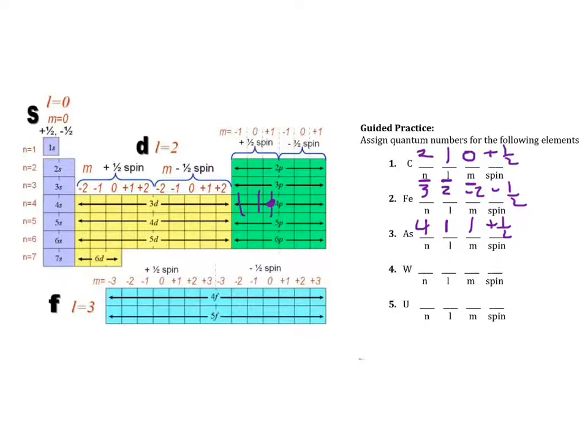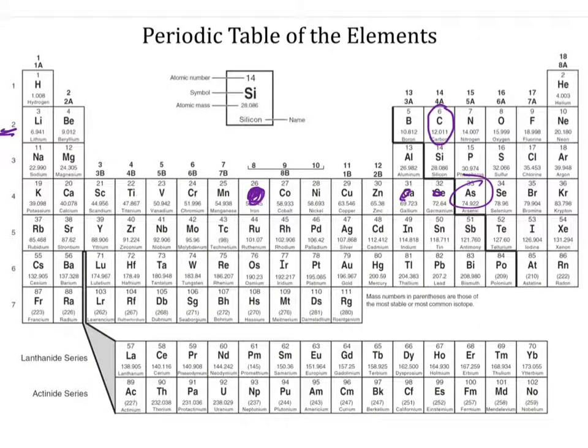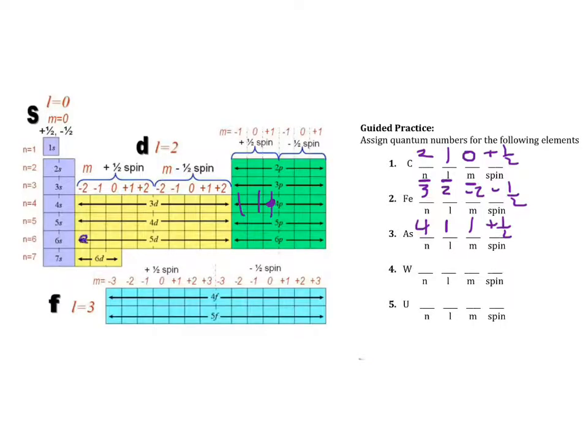All right, let's go ahead and do tungsten. Here's tungsten. So it's 1, 2, 3, 4 in. And so you can see N is 5. It's in the D block, which is 2. It goes -2, -1, 0, 1. And it's in the first half, so it's a positive 1/2.